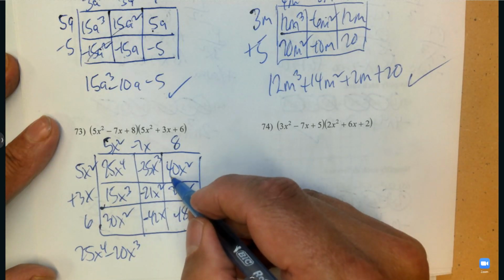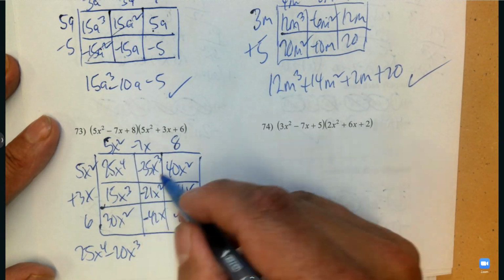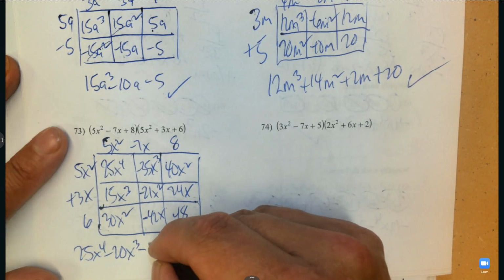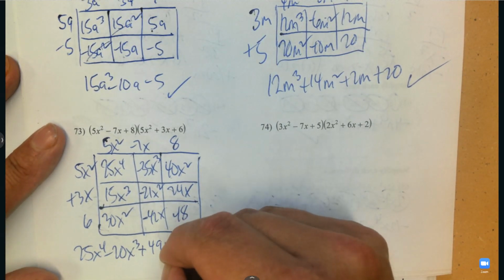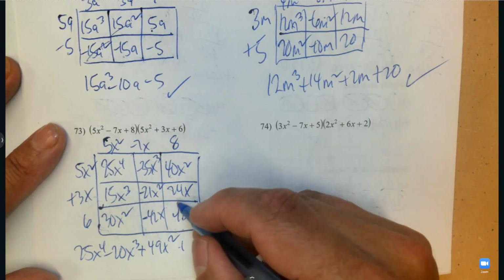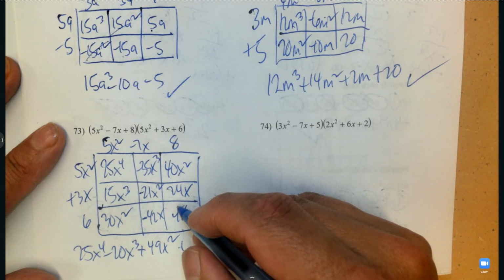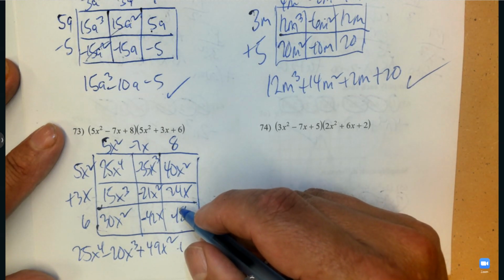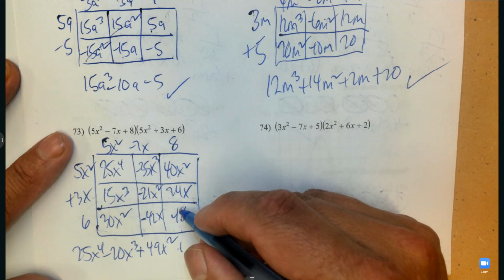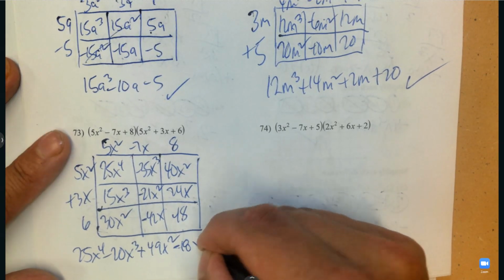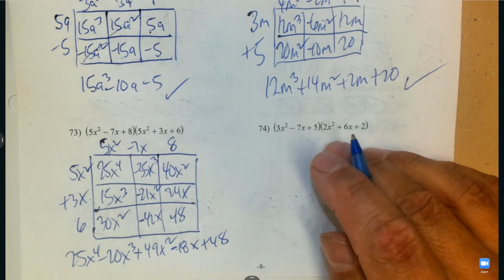30 and 40, 71. Take away 70, take away 20, take away 1, that's 49. And then x's, that's negative, what is that? So 24, 6, and 12, 18, right? So negative 18. And then plus 48.